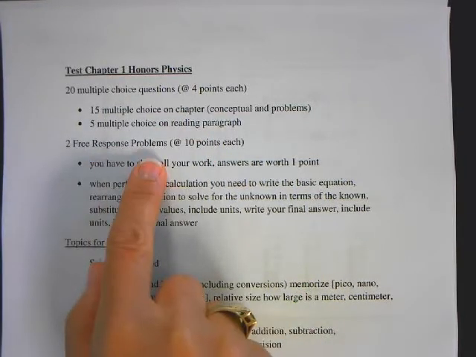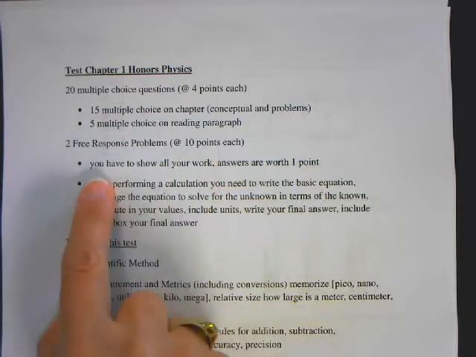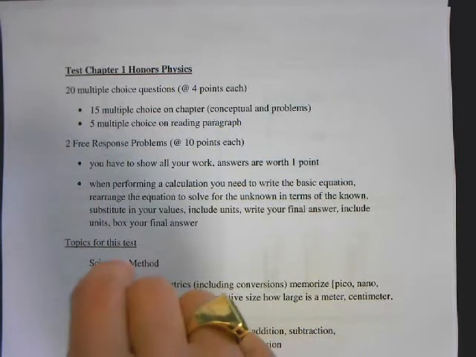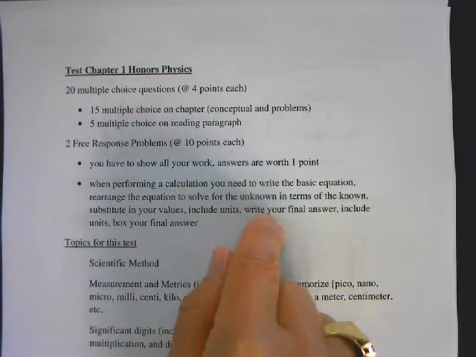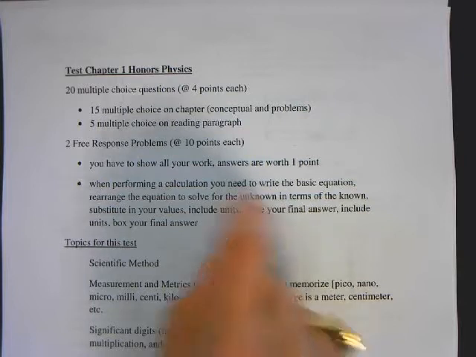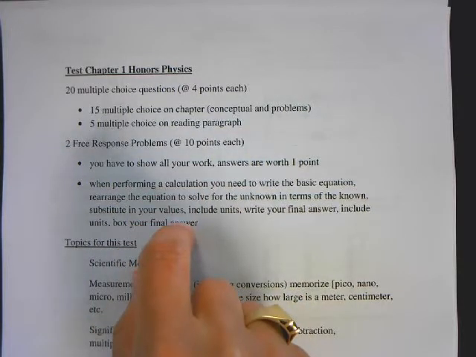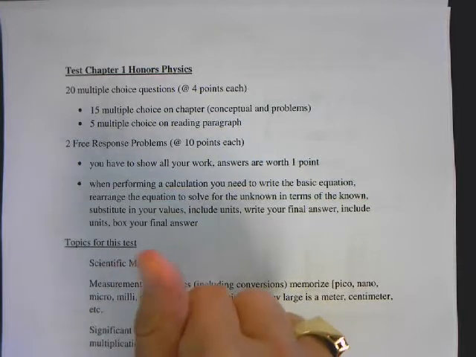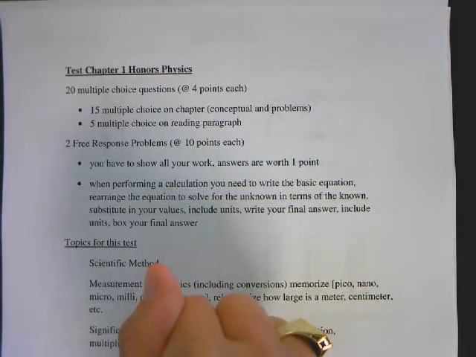Then we have 2 free response questions. Those are worth 10 points each. Now, in these questions, you have to show all your work. So if we're working a problem, you'll get a point to write your given. Then you'll get a point to write what you want to find. Then you'll get a point to write your basic equation. Then you'll get 2 points for substituting in the values, 2 points for solving, and a point for your answer.